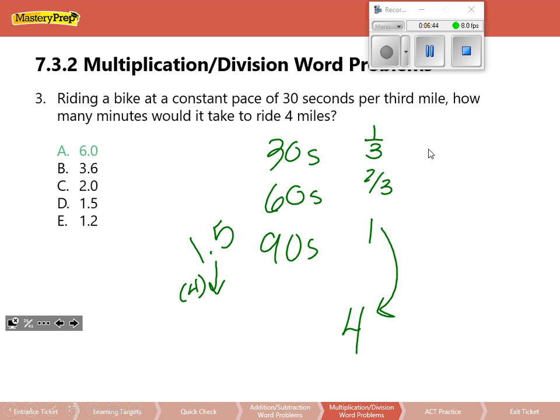6. Now we could have kept counting up by 30 seconds, because instead of saying 60 seconds, we could have said 1 minute, and then 1.5, or 1 1/3, 1 2/3, or 1, 1.5, 2, 2.5, counting up and going by thirds. Any questions on this here?